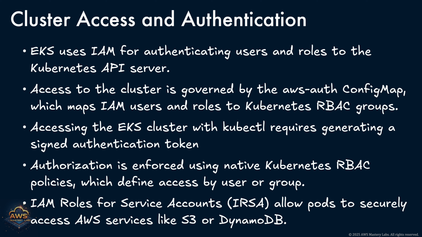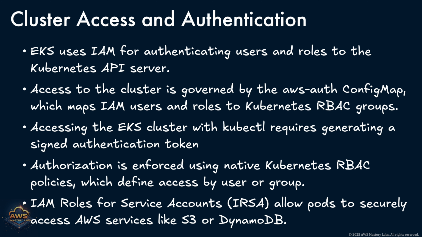For CLI access using tools like kubectl, users must generate a temporary authentication token via the AWS CLI. This is typically done using the aws eks update-kubeconfig command, which configures the local kubeconfig file with the appropriate cluster endpoint and authentication details. Once authenticated, Kubernetes RBAC takes over to enforce fine-grained permissions. You can define roles and cluster roles that control access to specific API resources and bind them to users or groups. For workloads that need to access AWS services securely, EKS supports IAM roles for service accounts, or IRSA.